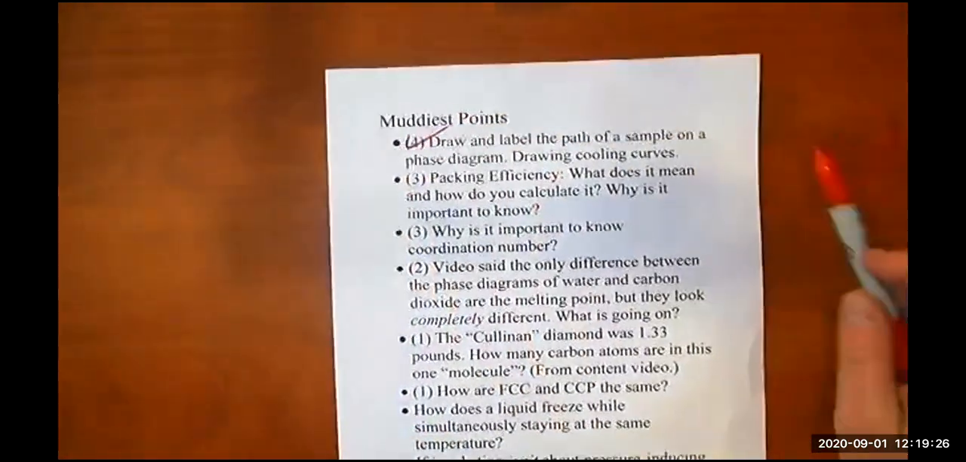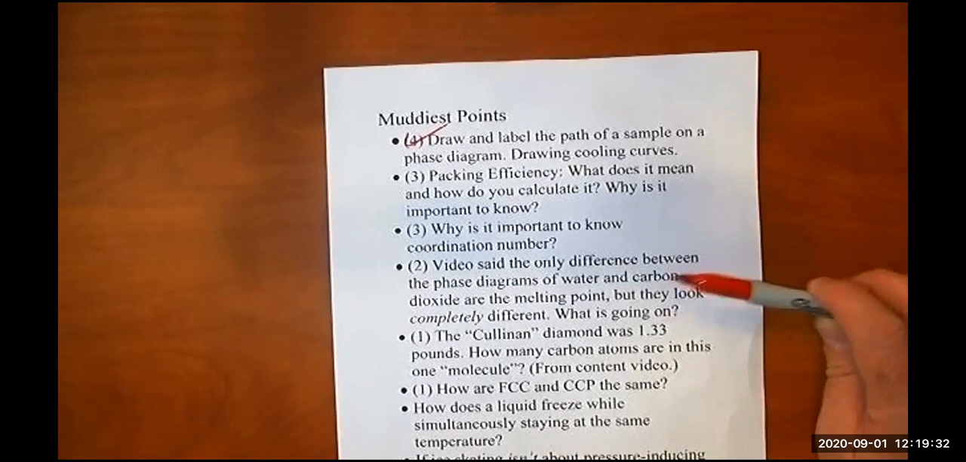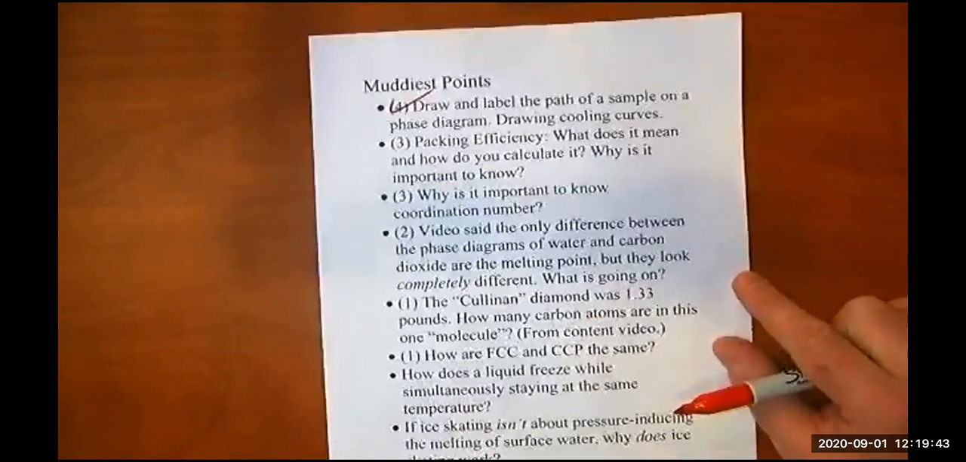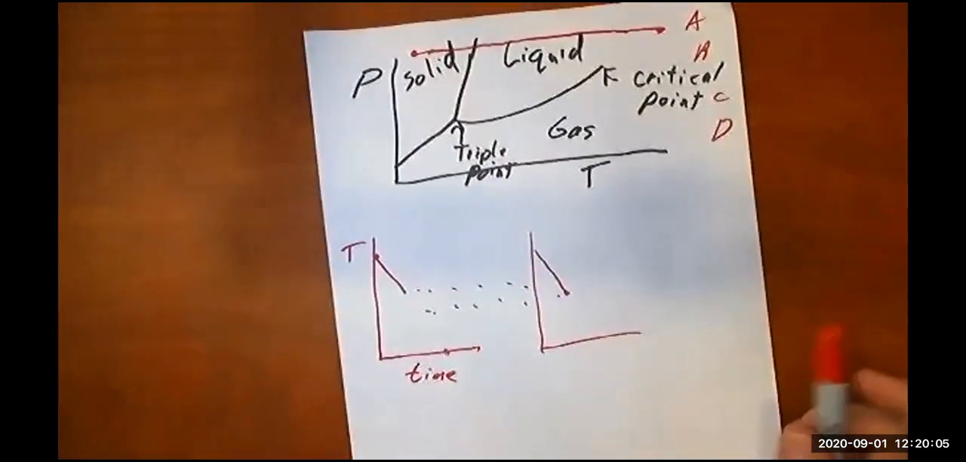So let's stay with phase diagram kinds of things. So the video said the only difference between the phase diagrams of water and carbon dioxide are the melting point, but the plots look completely different. What's going on with that? Well, I went back and checked, and the video doesn't say that that's the only difference. It says that there is one significant difference that is qualitatively different between the two. They are definitely quantitatively different because the temperatures at which things happen are different for the two different species. Absolutely. But there is one particular thing that is qualitatively different.